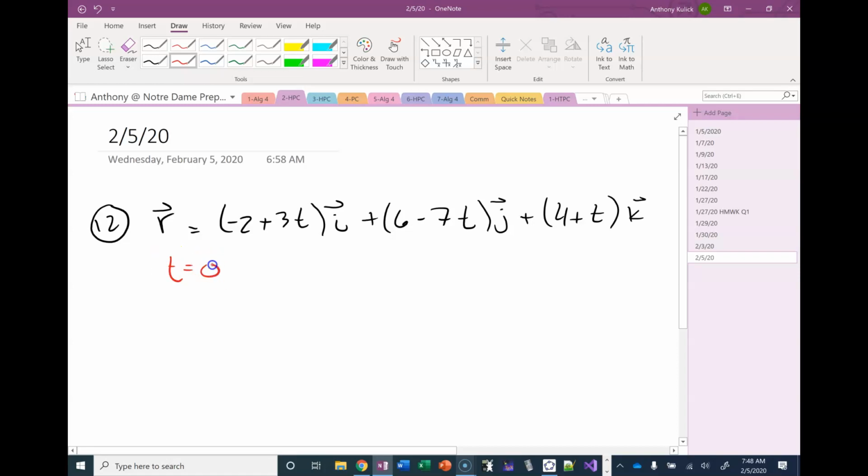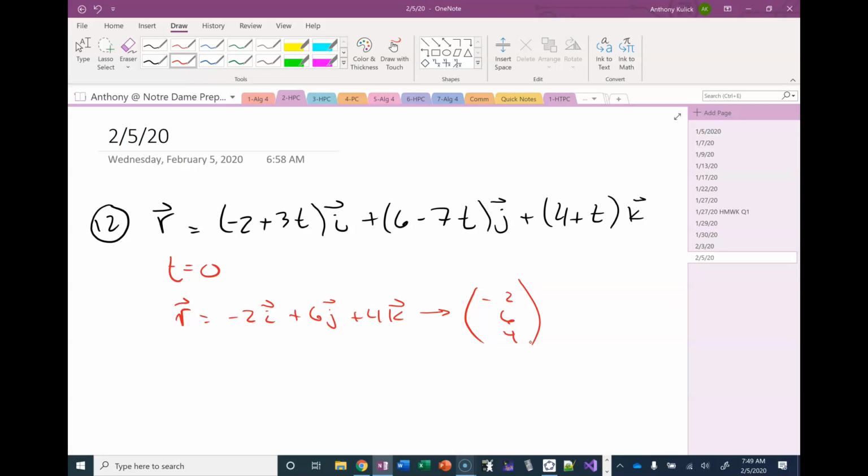So I'll just start maybe with t equals 0. If I do that, this turns into negative 2i plus 6j plus 4k. Is everybody okay with how I got that? All the t's zeroed out. And remember that this is equivalent to the component form vector negative 2, 6, 4, because the i is the x component, the j is the y component, and the k is the z component, which is really the same thing as the point negative 2, 6, 4.